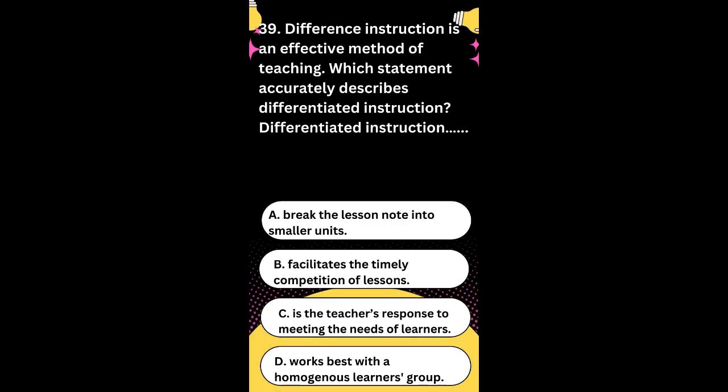39. Differentiated instruction is an effective method of teaching. Which statement accurately describes differentiated instruction? Differentiated instruction: A. Breaks the lesson note into smaller units. B. Facilitates the timely completion of lessons. C. Is the teacher's response to meeting the needs of learners. D. Works best with a homogeneous learners group.